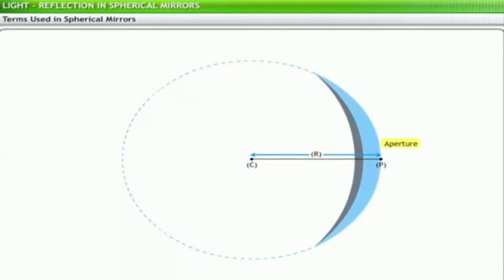Aperture is the surface of the mirror used for reflection. Principal axis is the line joining the pole and the center of curvature. Principal focus, F, is a point on the principal axis. This is the point where the rays in the reflected beam formed from the incident beam parallel to the principal axis converge. Focal length F is the distance of the principal focus from the pole of the mirror.